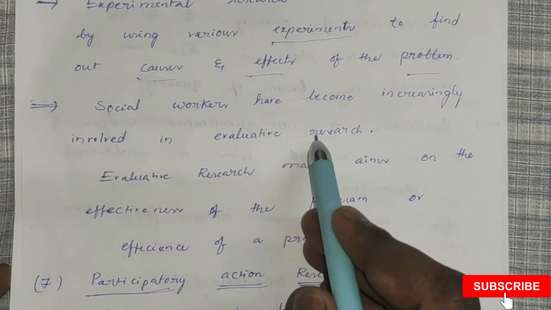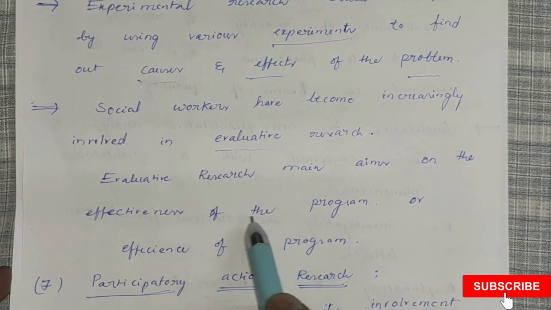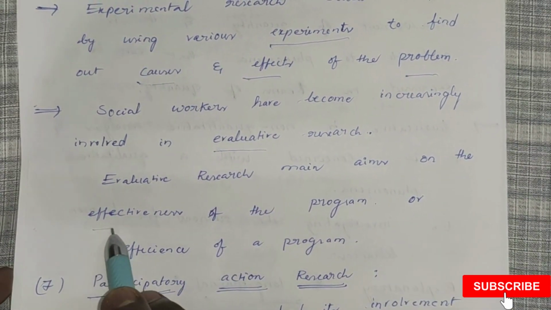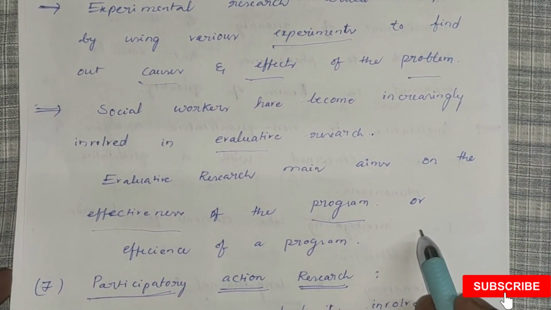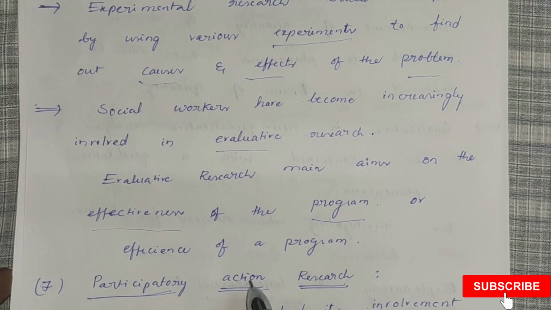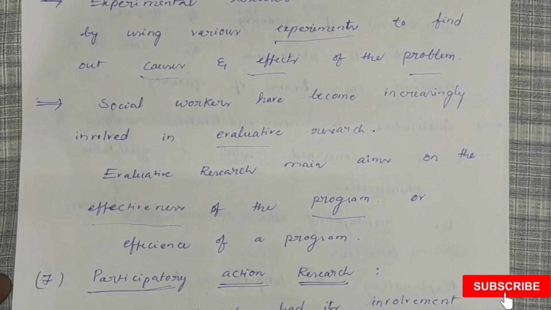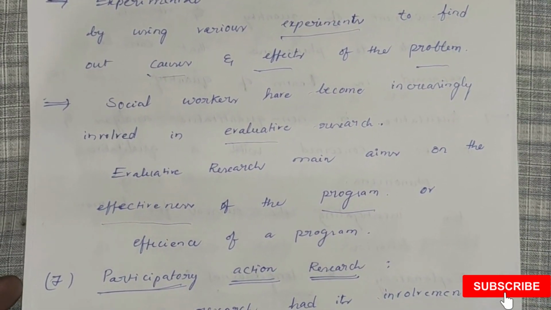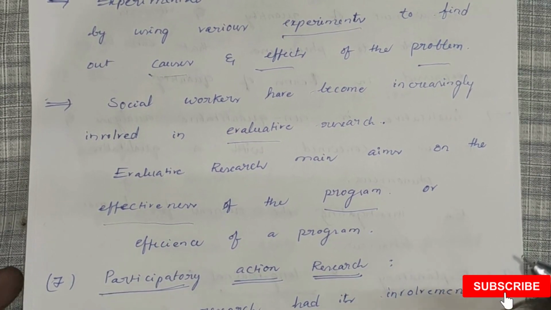Next, social workers have become increasingly involved in evaluative research. Evaluative research mainly aims at the effectiveness of the program, or the efficiency of a program. For example, the MGNREGA program. How efficient the program was can be found out only through evaluative research.